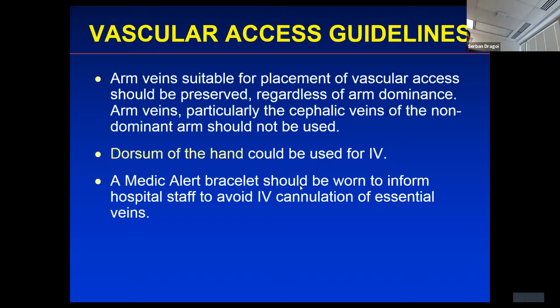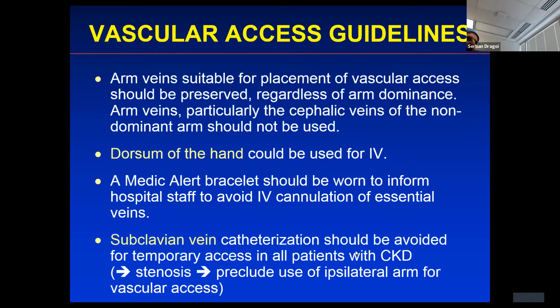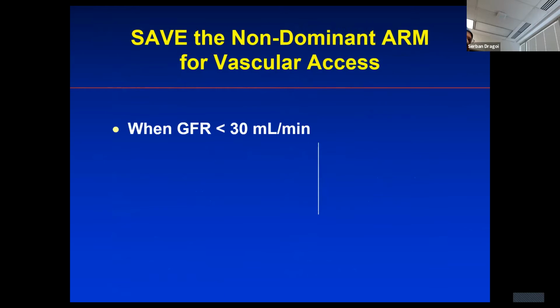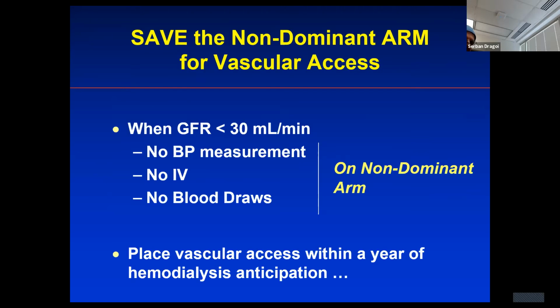A medic alert bracelet should be worn to inform hospital staff to avoid IV cannulation of essential veins. And subclavian vein catheterization should be avoided for temporary access in ICU patients because it leads to stenosis and precludes use of the ipsilateral arm altogether for access later on. So we can see the guideline with the bracelet should alert anybody with GFR around 30 or less: no BP measurement on the arm, no IV, and no blood draws. We prefer to avoid that in the non-dominant arm as much as possible, and on both arms.